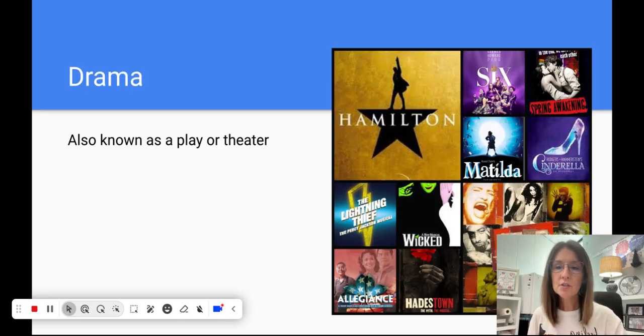All right, so the first word that we are going to look at is drama, and this is the elements of drama. And a drama is also known as a play or theater. You might hear those words interchangeably.